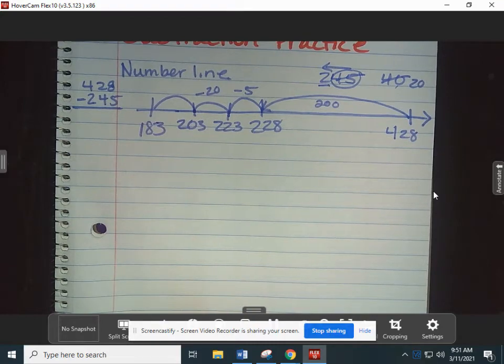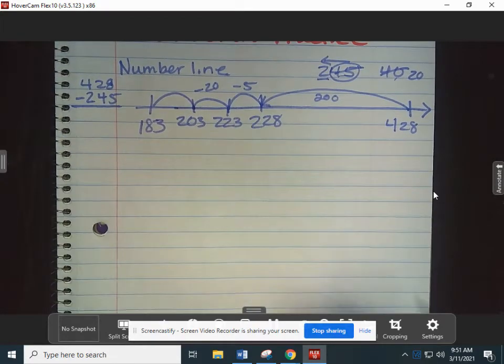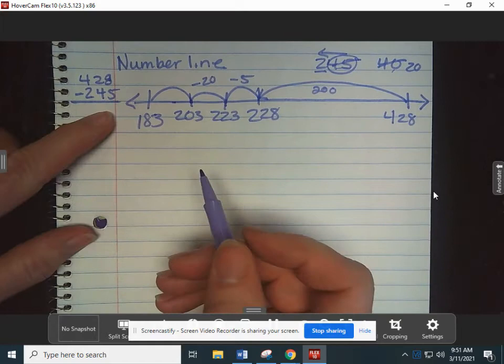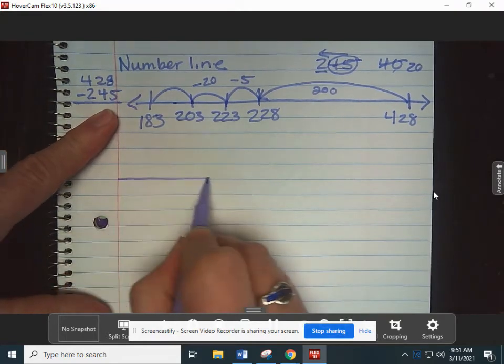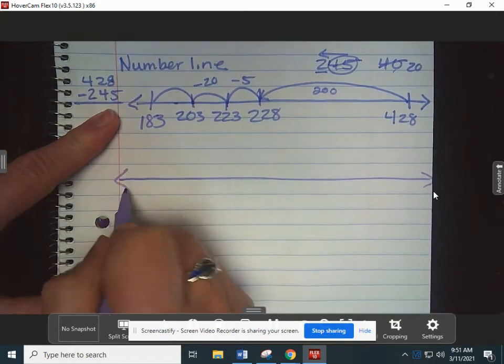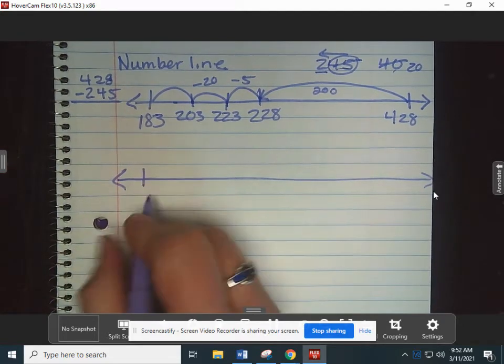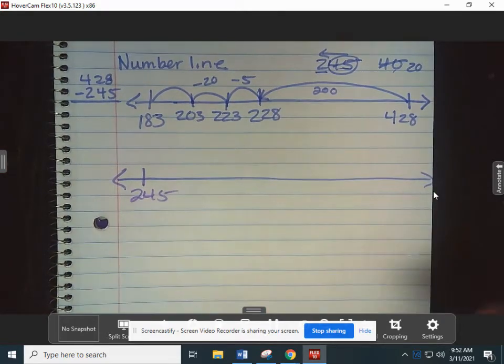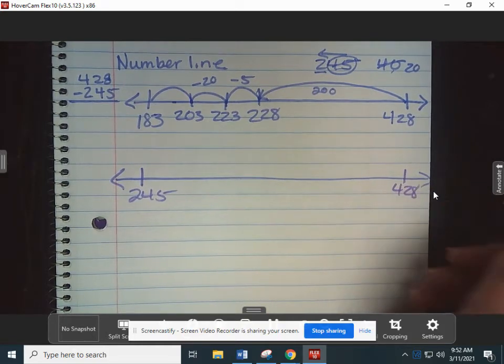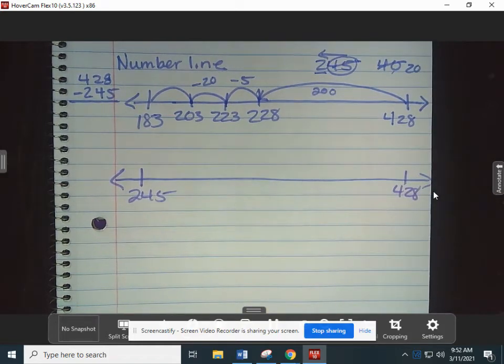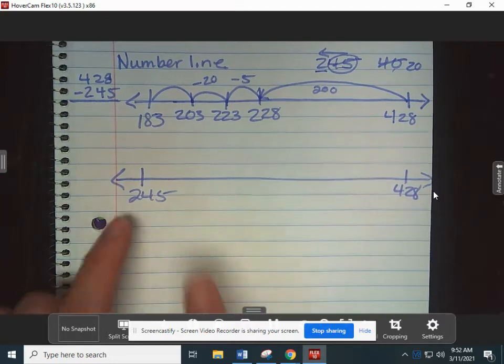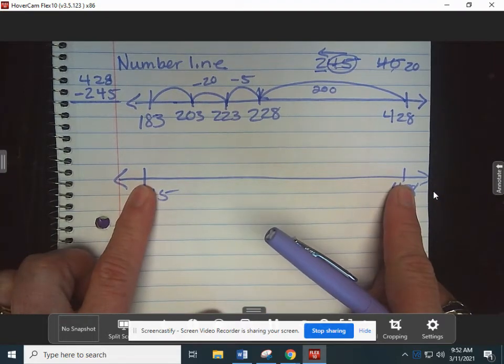Okay, so that's one way you can do it. There's another way you can do this as well. Like I said, this is kind of cumbersome, but it is a way to do it. Another way is to start at 245 and get to 428. If I am finding a difference, and this is what research says students don't understand, in subtraction you're finding what is different between the two numbers. The difference, what is the space between here and here?